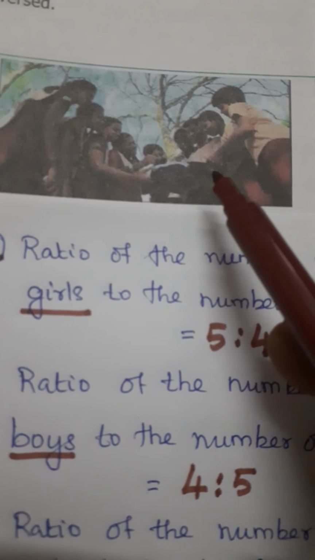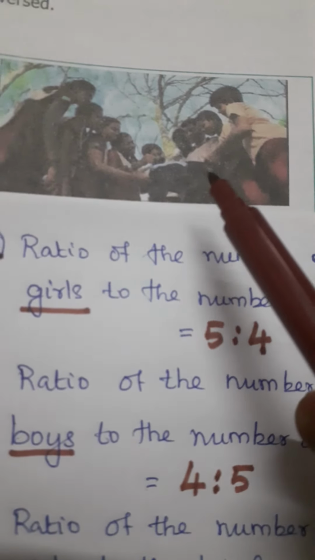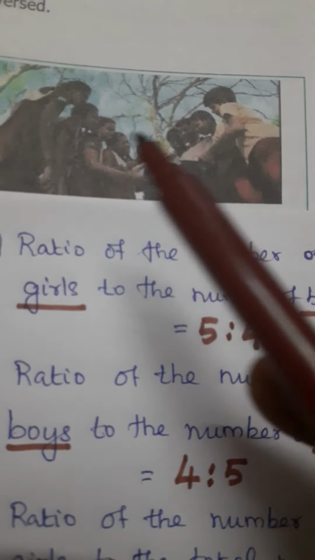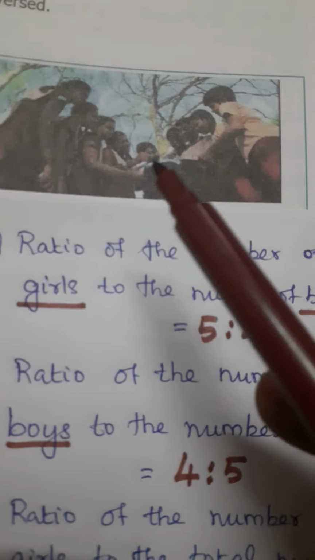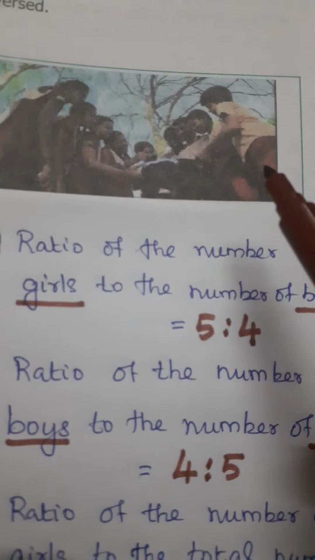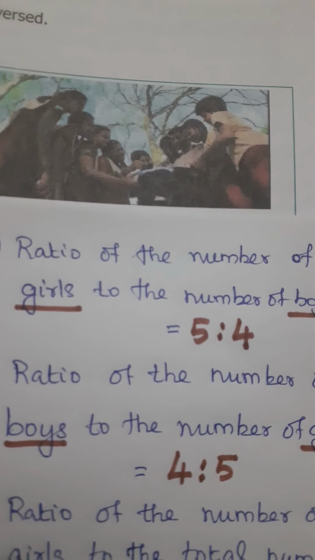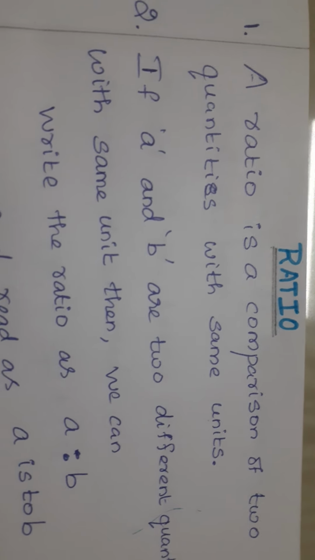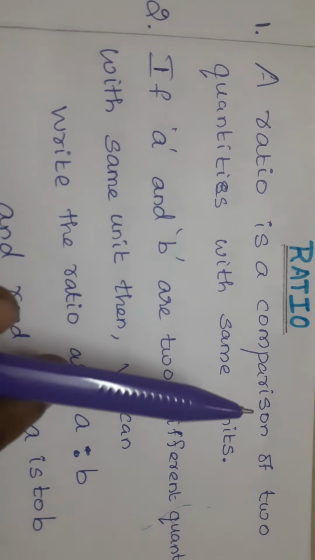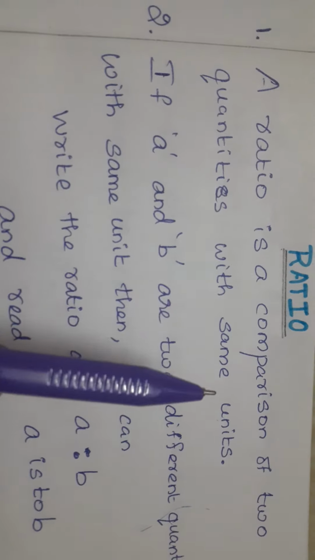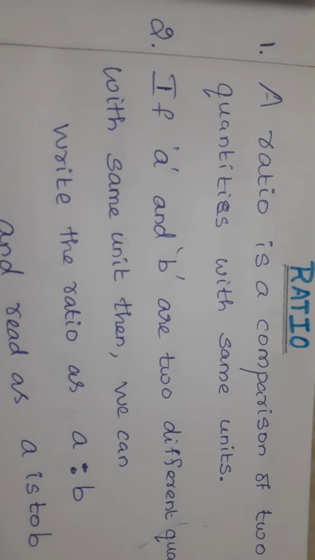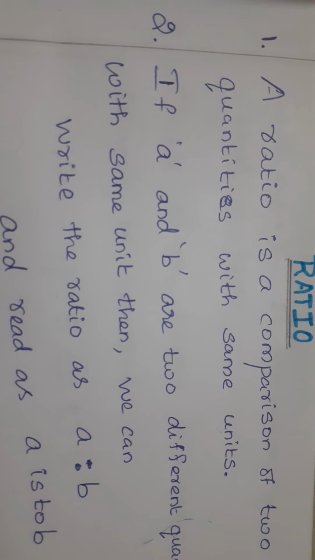So, in ratio, we are comparing two quantities. Here, two quantities means boys and girls, and same unit means both are students. Okay, clear? So, ratio is a comparison of two quantities with same units. Next, we are going to see some of the properties of ratio.